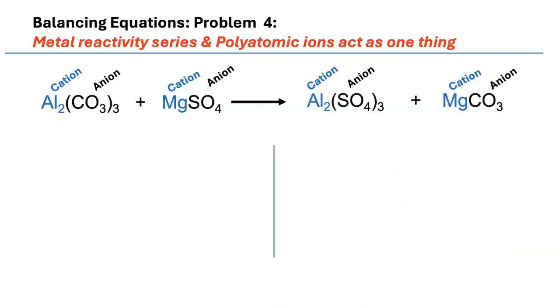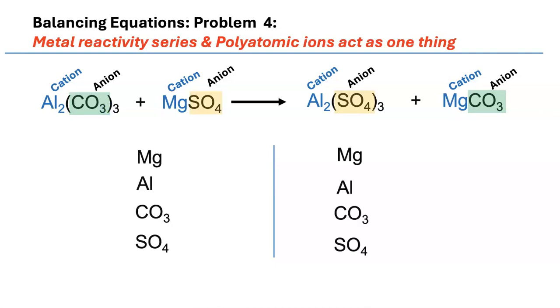Now we have to balance the equation. So you're going to treat all the polyatomic ions as one thing. I've highlighted them for you. So here are all the ingredients. And remember, put magnesium side by side, aluminum and carbonate and sulfate side by side. Let's start with sulfate. We have 1 here and 3 over here, so definitely needs to be balanced. Carbonate you have 3 here and 1 on this side. And aluminum you have 2 on the left and 2 on the right. It is balanced. Magnesium you have 1 on the left and 1 on the right.